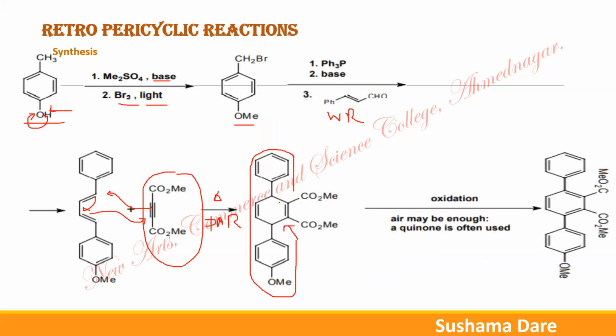After that, by using a simple air oxidation, this is converted to the aromatic compound readily, and it gives the target molecule.